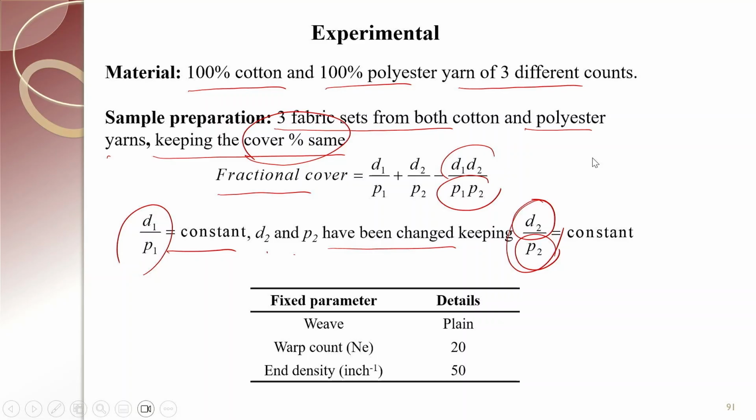Now, here we have produced plain woven fabric from 100% cotton and polyester yarn. The warp count was kept constant and weft count was changed. So, ends per inch was kept constant at 50. So, for the same warp set, we have changed the weft count to change the fabric thickness.